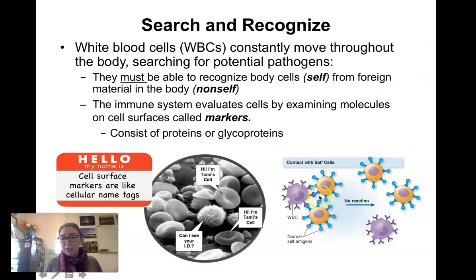In this little picture here, we've got a white blood cell with some receptors, and these self cells that have these markers sticking off of them, and the white blood cell recognizes them as self. If they're self cells, there's no reaction. But if the white blood cell recognizes them as foreign, a different reaction will happen.